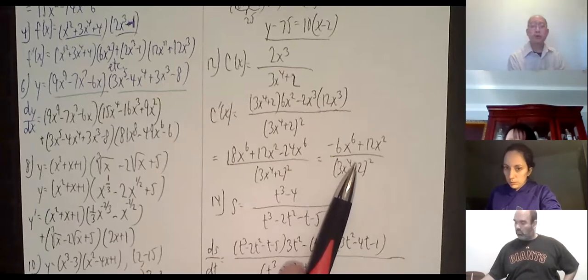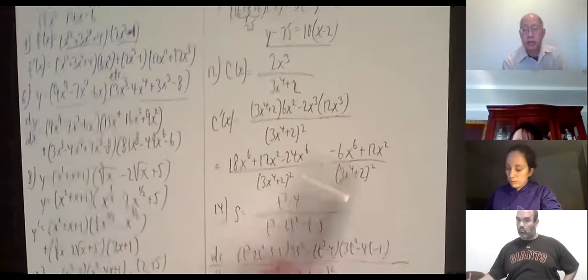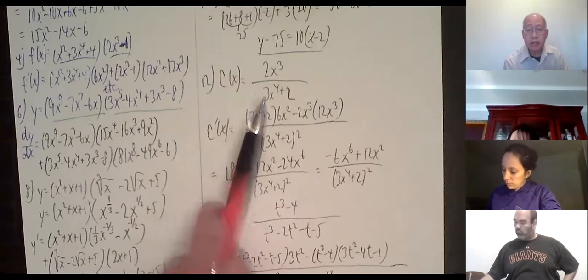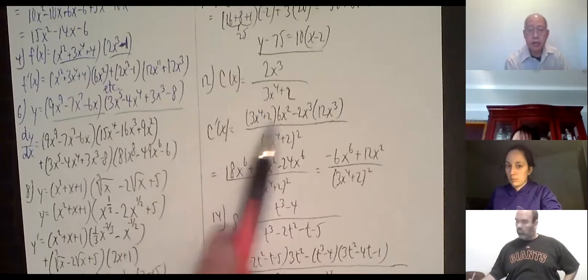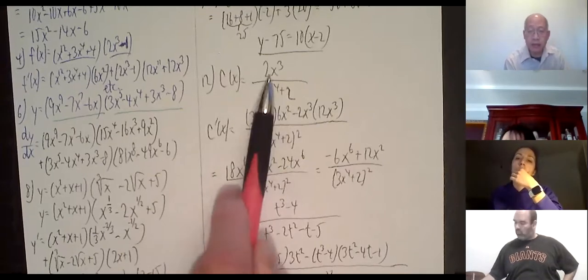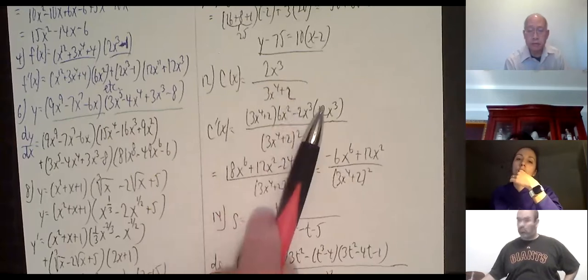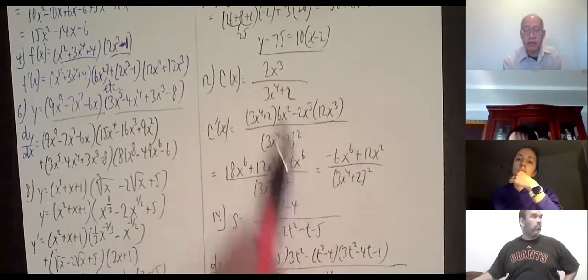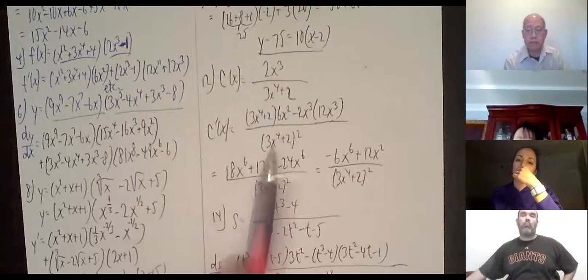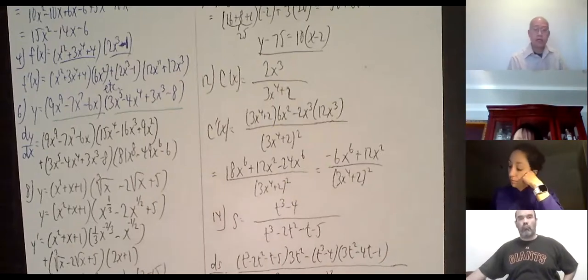Okay, so this is the quotient rule. Take the bottom times the derivative of the top minus the other way around. Copy the top times the derivative of the bottom. That whole thing divided by the square of the denominator, square of the bottom. It's clearly harder.